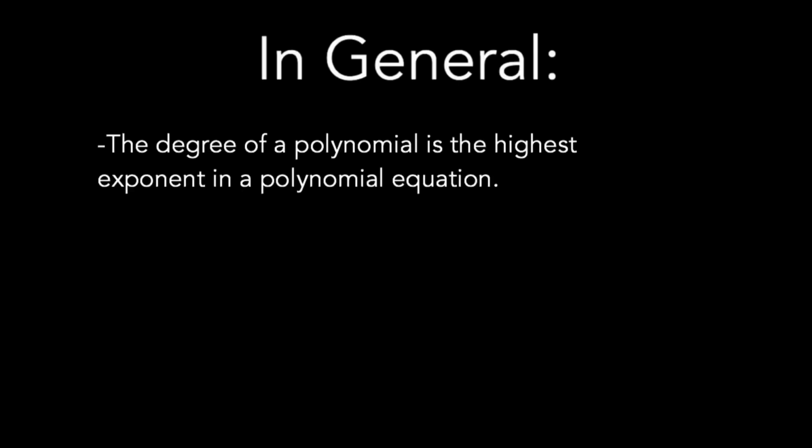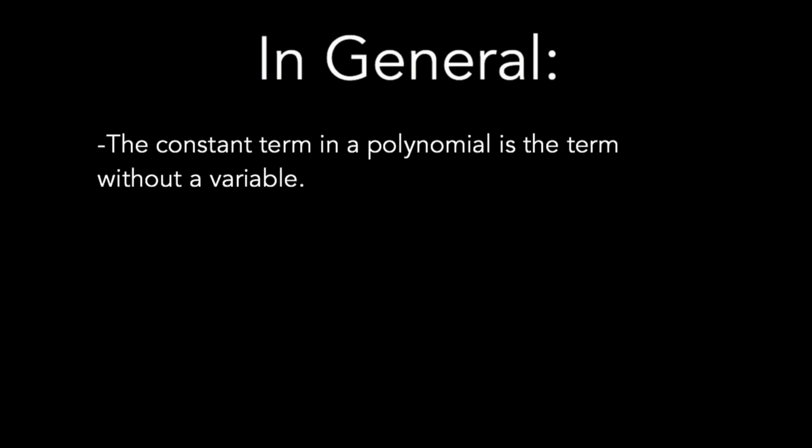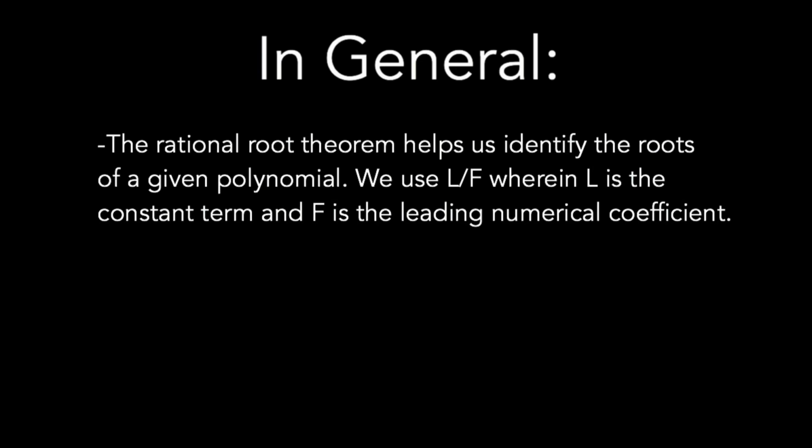The degree of a polynomial is the highest exponent in a polynomial equation. The constant term in a polynomial is the term without a variable. The rational root theorem helps us identify the roots of a given polynomial. We use L over f wherein L is the constant term and f is the leading numerical coefficient.